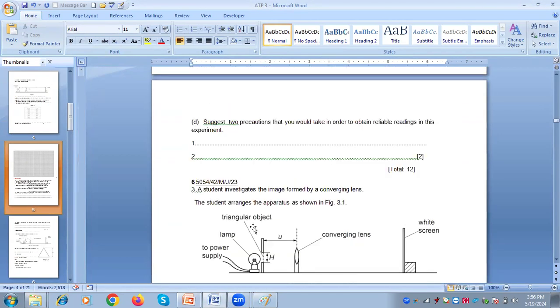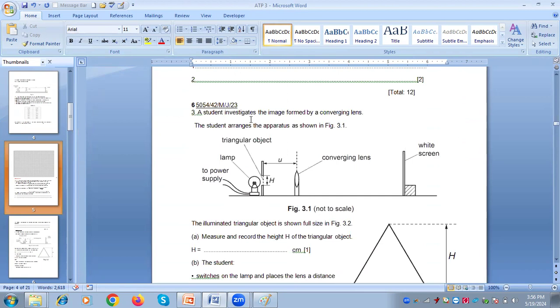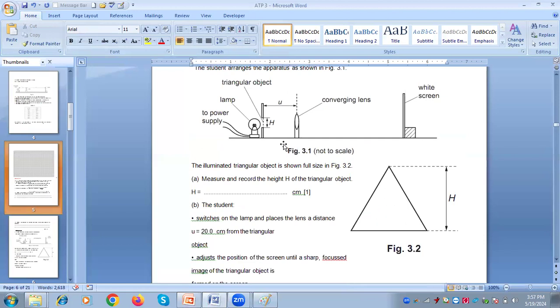This question is solved. And the other question is from May/June 2023. Here again, the convex lens is used with an illuminated object. The object has a triangular shape, and the screen is there, with a converging lens, that is, a convex lens. First, in this case, you have to make some measurements.